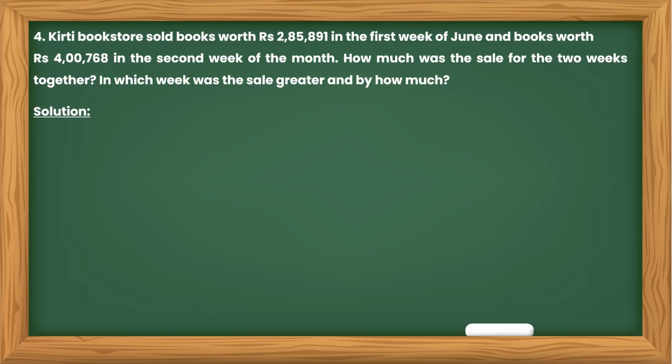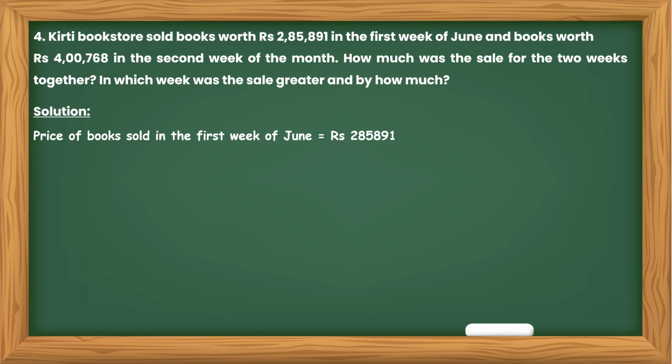Now, let's have a look at the fourth question. Kirti Bookstore sold books worth rupees 2,85,891 in the first week of June and books worth rupees 4,768 in the second week of the month. How much was the sale for the 2 weeks together? In which week was the sale greater and by how much? So there are three questions given to us. So we'll solve one by one. Before that, we'll first note down the data that have been given to us in the question.